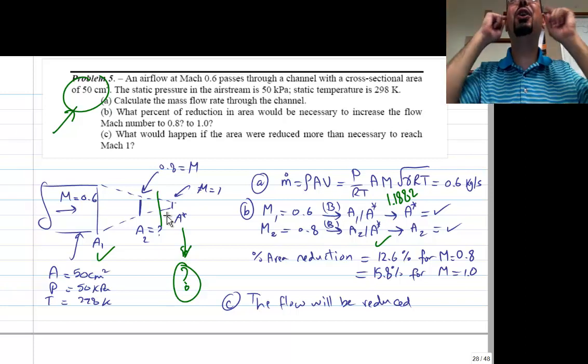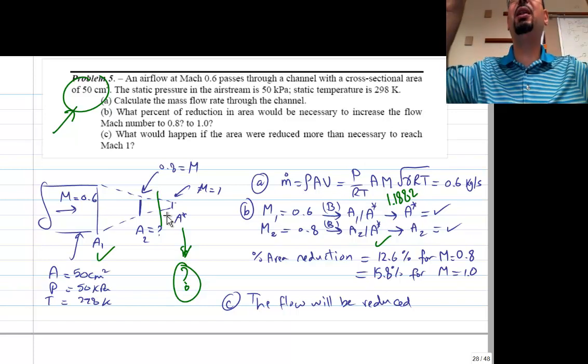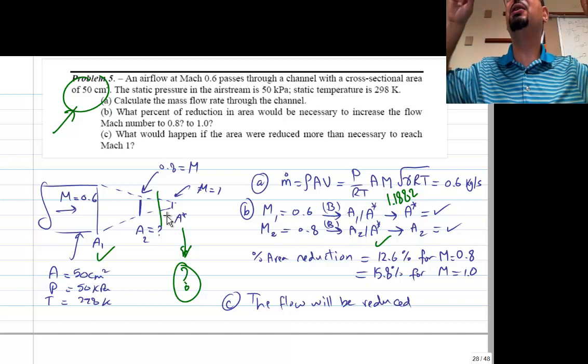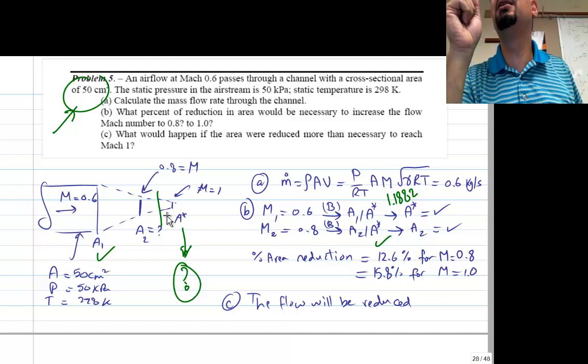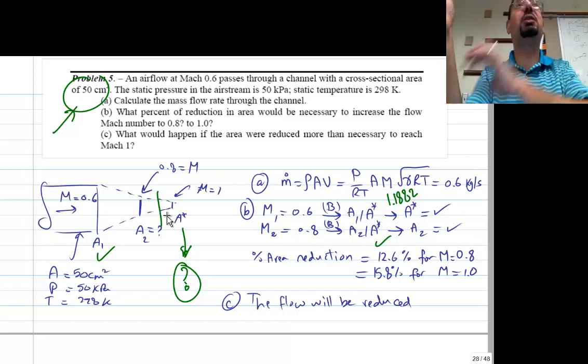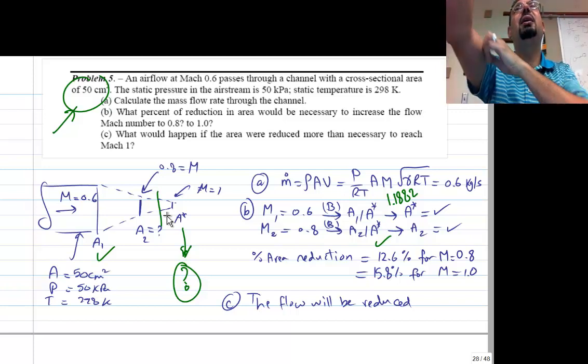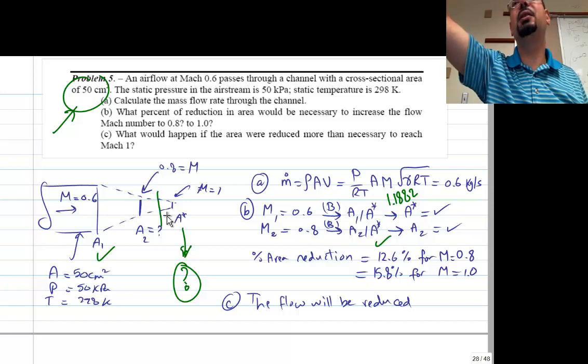Only the P naught is different. Note that across the shock, actually T naught is the same. Amazingly, the shock is adiabatic. T naught is the same, and the mass flux, the kilogram per second, is also the same. So really, the only difference is the P naught. So the stagnation pressure drops, and basically the area star will be different.